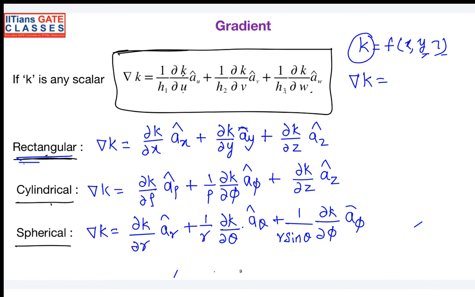If it is rectangular, it doesn't matter; straight away you can take the differentiation. But when you go to cylindrical, in addition to the differentiation, there is a multiplier, so you have to take a look at that. Similarly, in spherical also, you take the differentiation along with the multipliers. We'll see some problems on this after discussing the theory part. So move on to the next one, divergence.